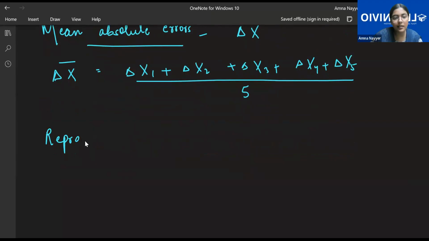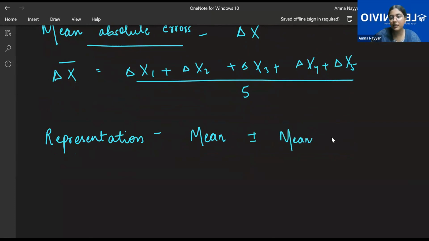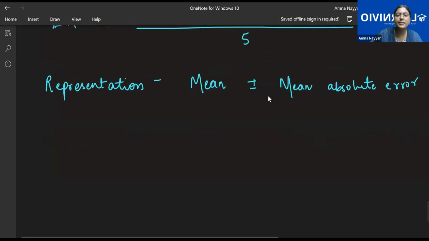How do we represent the final answer then? You have the mean absolute error, you've calculated the mean also. Then how would I say what my error in the calculation is? If I have so many readings, what's my final calculation? The presentation is, see, you take the mean value plus minus whatever is this mean absolute error. Let's say the mean is represented as x bar, plus minus delta x bar, that is for the mean absolute error. So this is how you represent it.